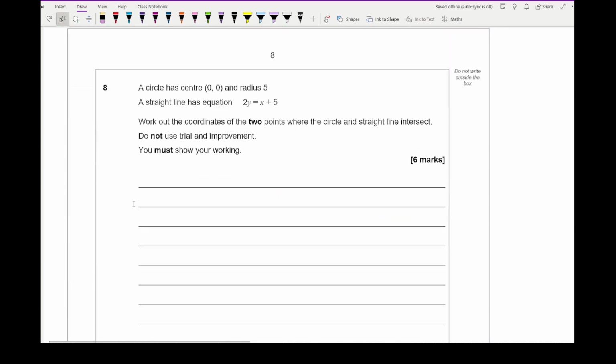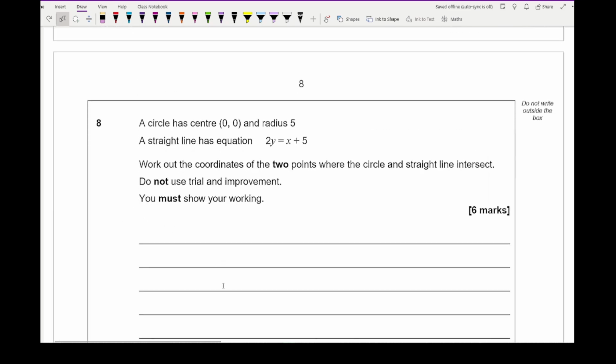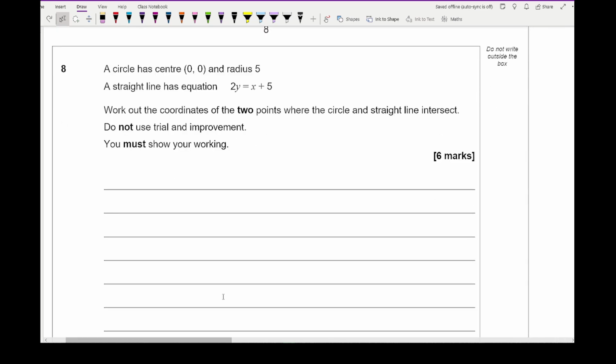Moving on to question 8, let's just zoom in so we can see the question a bit clearer on the screen. It says that a circle has a centre 0, 0 and a radius of 5. A straight line has the equation of 2y equals x plus 5. And the question is asking us to work out the coordinates of the 2 points where the circle and the straight line intersect. Do not use trial and improvement, you must show your working out.